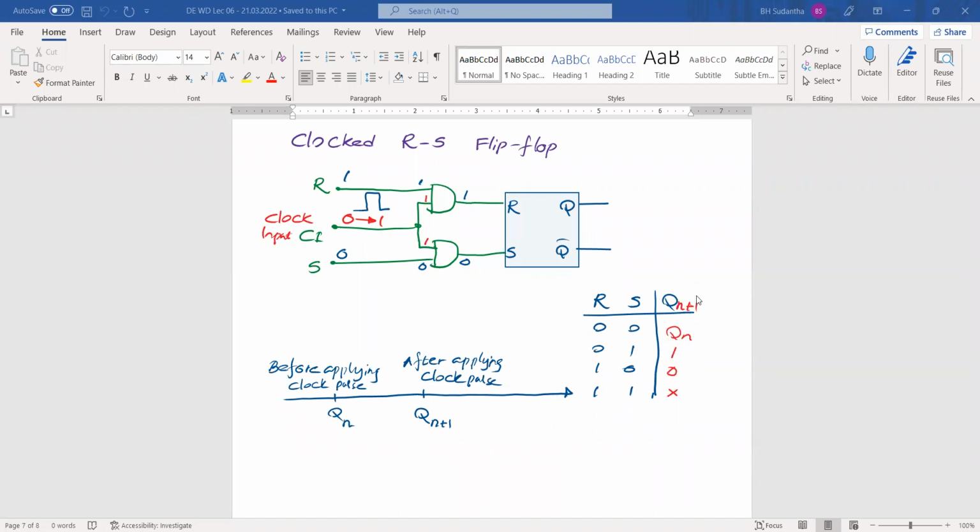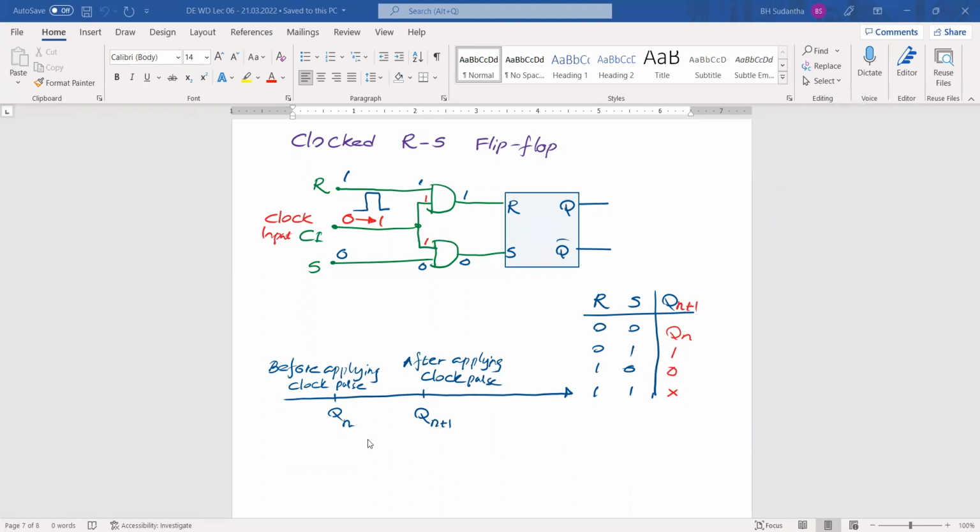The meaning is that Qn means before applying the clock pulse, and Qn+1 means after applying the clock pulse. Actually, here you may realize that until you apply a clock pulse, the flip-flop doesn't know the values that have been given to its inputs.